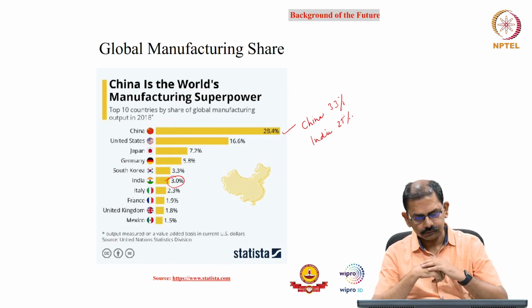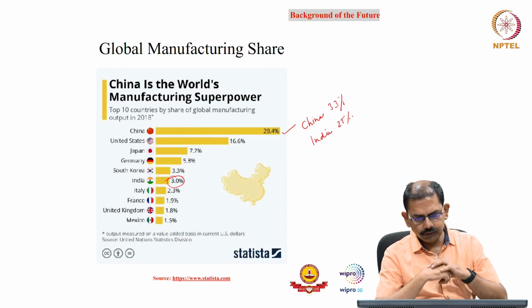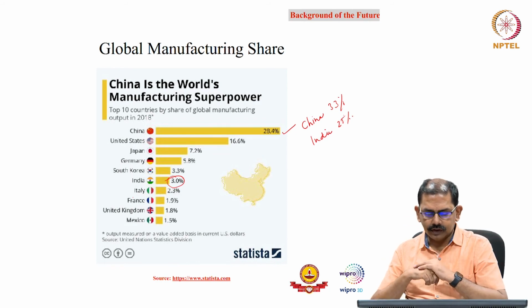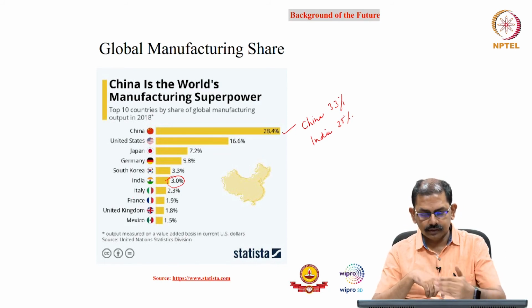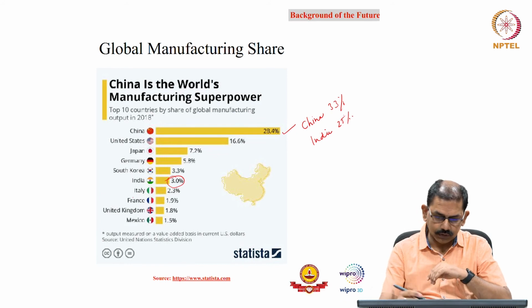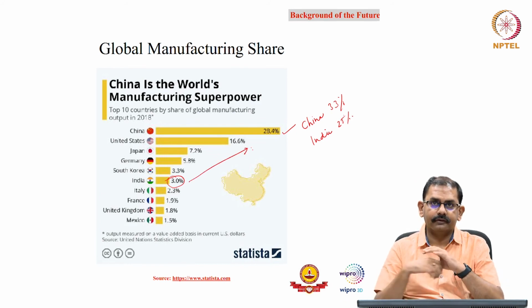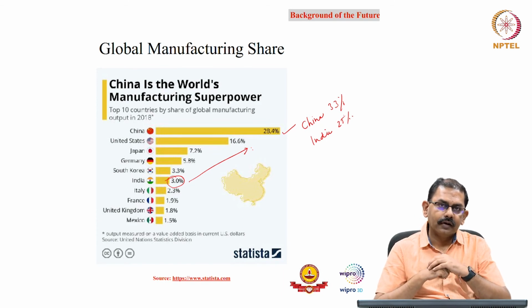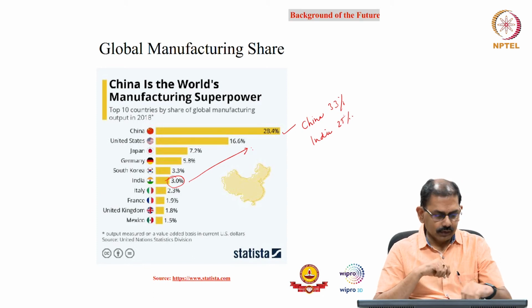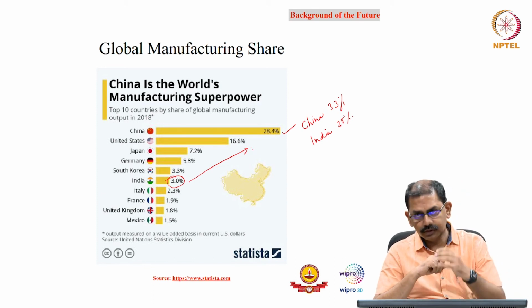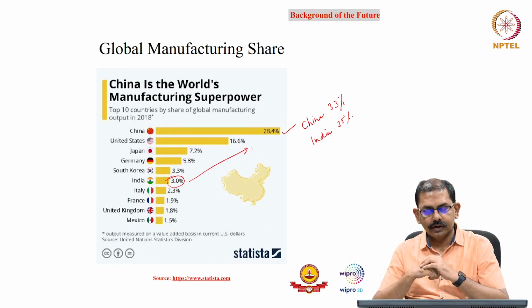16%, right. So this data will give you an idea of whether it is possible for India to start hitting these numbers, and whether the technology will allow us to do that, correct. So this gives you the macro picture, right.